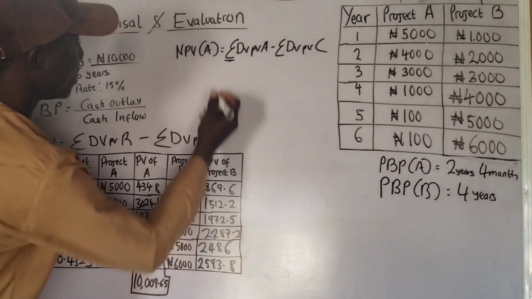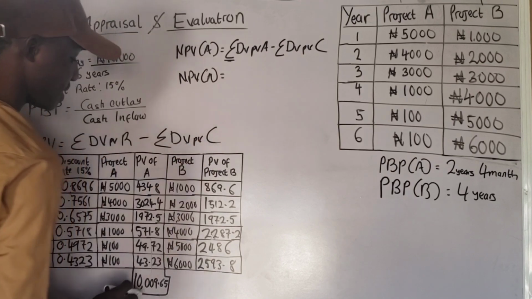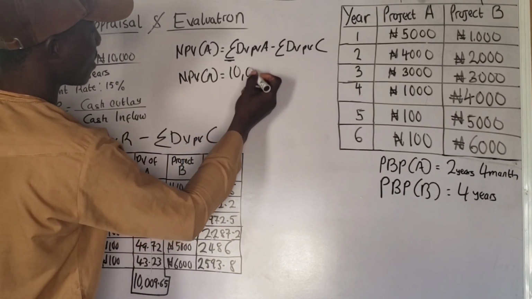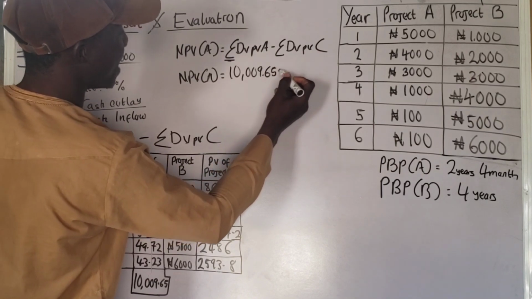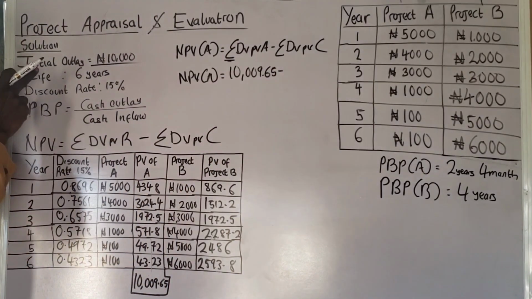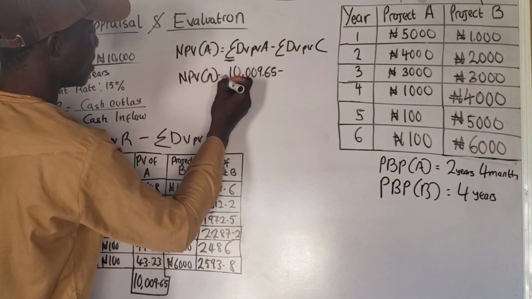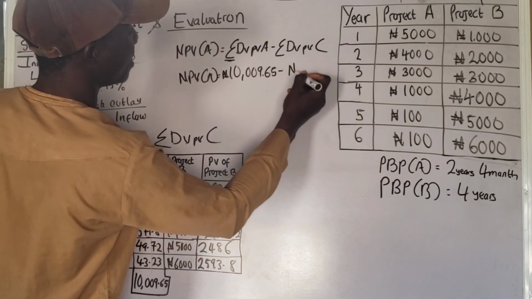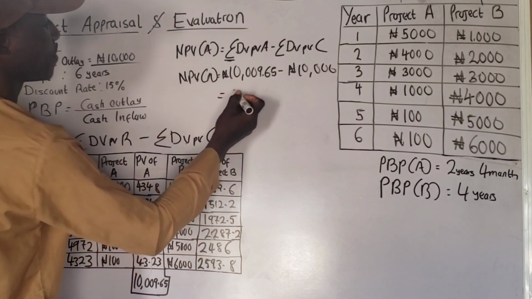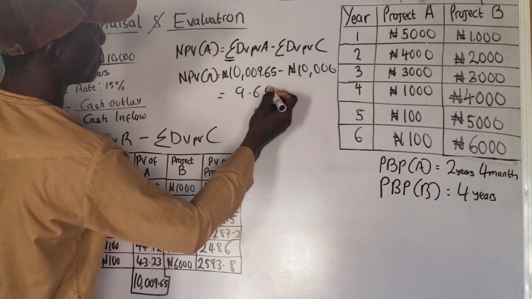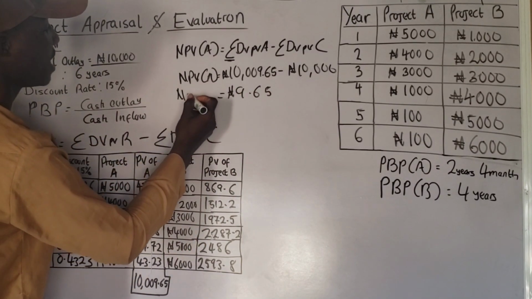Now, for this, the NPV, net present value of A, will be equal to 10,009.65 minus the initial cash outlay, which is 10,000 naira. Now, if you take the difference, you are going to have 9.65. 9 naira 65 kobo. That is the net present value for project A.